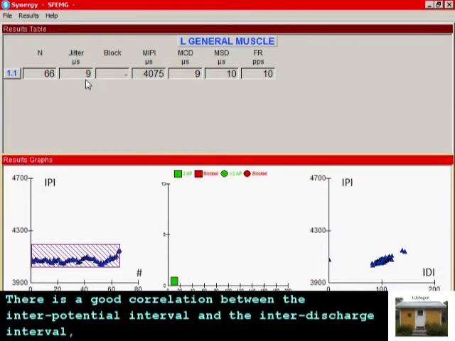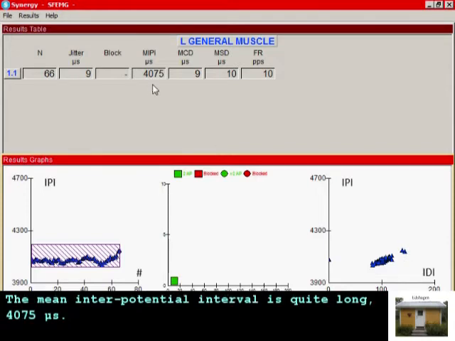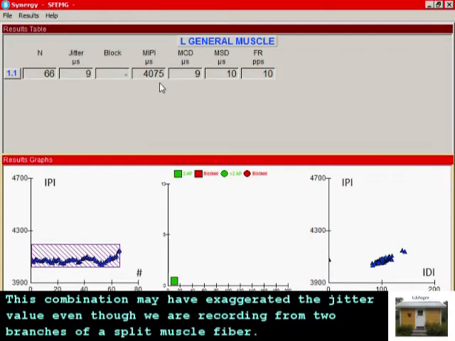There is a good correlation between the interpotential interval and the interdischarge interval, which indicates the effect of a velocity recovery function. The mean interpotential interval is quite long, 4075 microseconds. This combination may have exaggerated the jitter value, even though we're recording from two branches of a split muscle fiber.